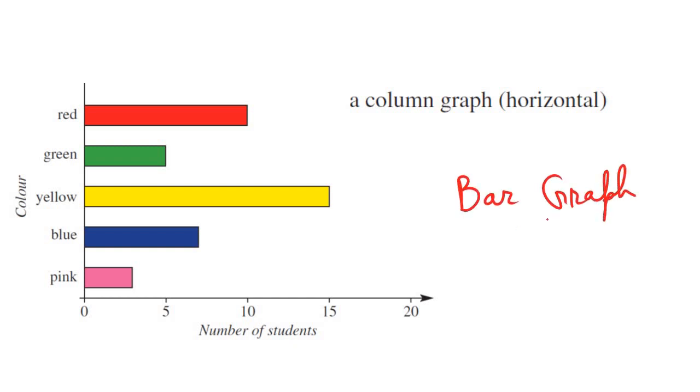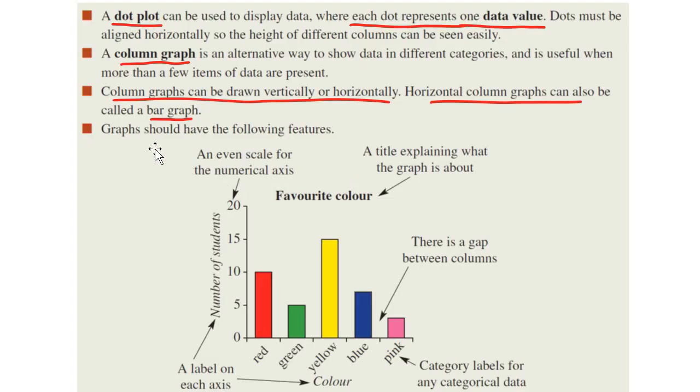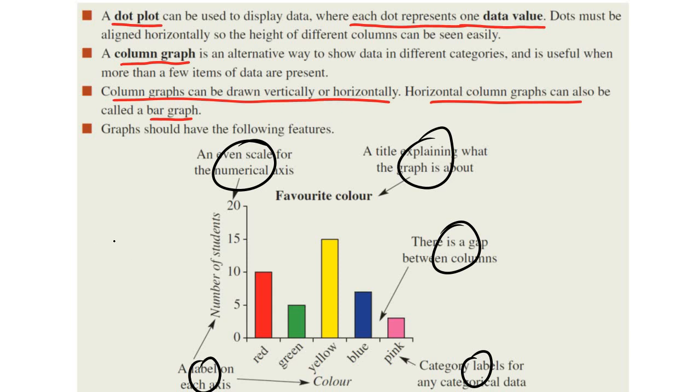Okay students, now graphs should have the following features. We have also discussed them. Number one, an even scale, then a title, then gap, then category levels, then a label for each axis. So there are 5 important points which need to be remembered for drawing a column graph. Okay, good.